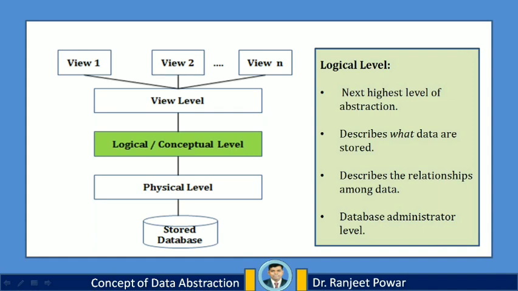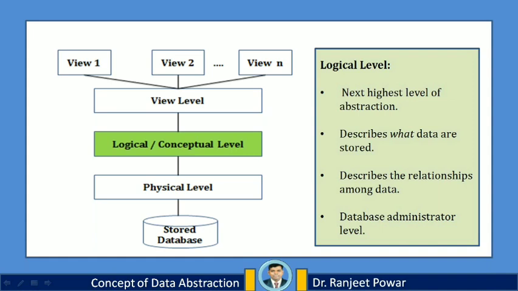The next level is logical or conceptual level. Logical level of abstraction is also known as conceptual level. The next higher level of abstraction describes what data is stored in database and what relationships exist among those data. The logical level thus describes the entire database in terms of small number of relatively simple structures.